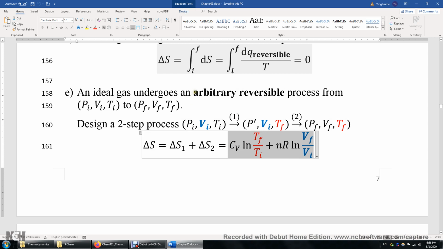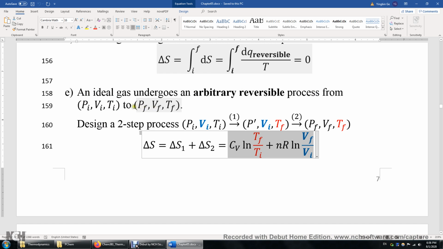Let's say in an arbitrary reversible process, the state of the system changes from this initial to the final state. How do we compute the change in pressure?